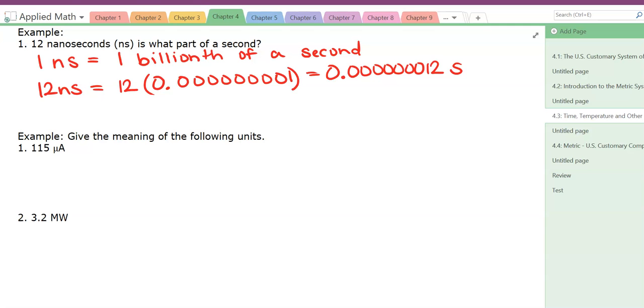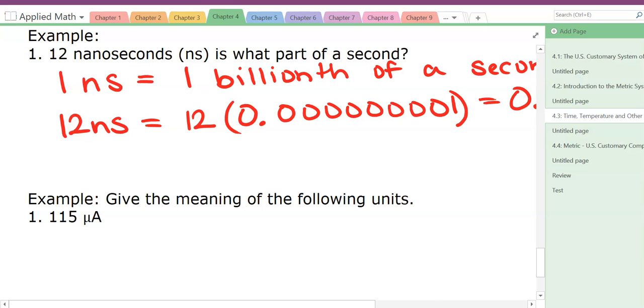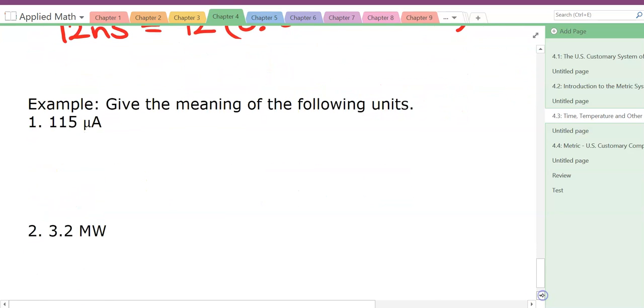Okay, the last two here, just want to know what are the meanings of the following units. So this symbol here, if you need to go backwards to that chart that I gave you, what does that capital A stand for? Yep, which we more frequently call an amp. If something has however many amps. So this has got 115.